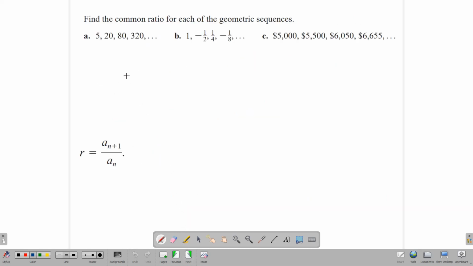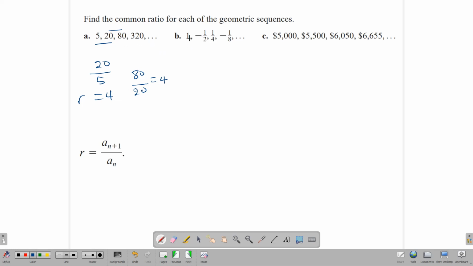Now let's spend some time looking at the common ratio of a geometric sequence. Remember, we find the common ratio by dividing two consecutive terms. So here in this one, we have 5, 20, 80, and 320. Let's pick these two consecutive terms. 20 divided by 5 simply gives us 4, and that would be our common ratio. If you want to try it with another pair of terms, 80 divided by 20, notice that we get the same 4. It is our common ratio, and this sequence is geometric.